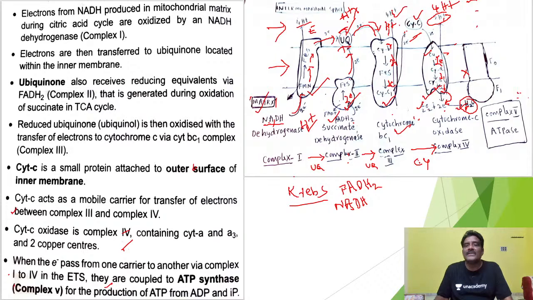During the movement of electrons through complex 3 and complex 4, 4 protons are formed here, and also 4 protons are formed here, but out of these 4 protons, 2 are used again in the formation of a water molecule. So here it is only 4 plus 2. That point you have to understand.